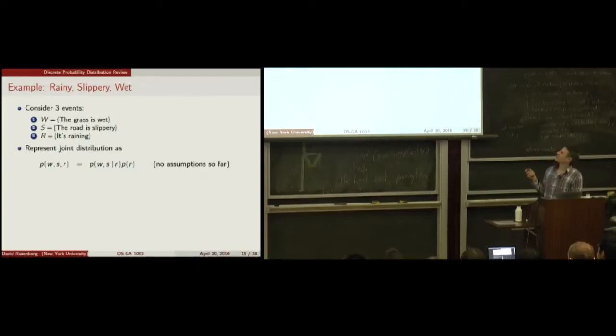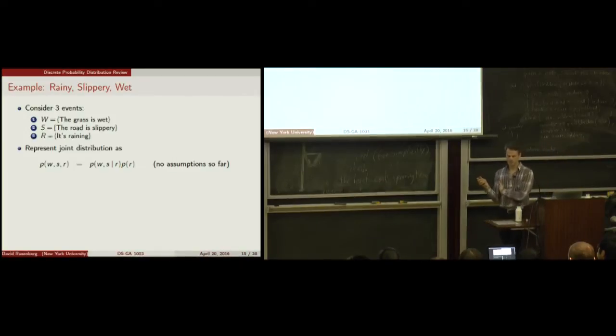All right, let's try to write down this world in probability distribution in math. So we start with the joint distribution of the three events, W, S, and R. The first thing I've written makes no assumptions about independence at all, or conditional independence. This is simply the definition of conditionals. So I've broken out R, and then I multiply by the probability of R.